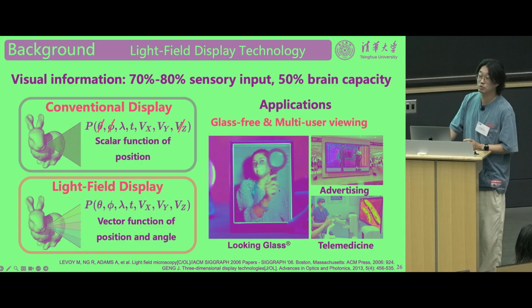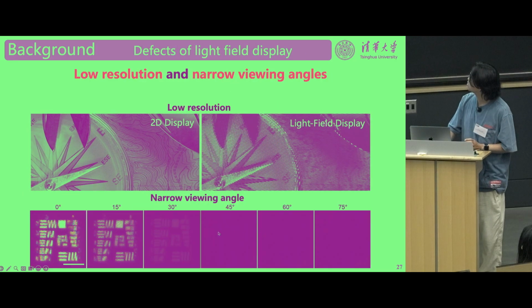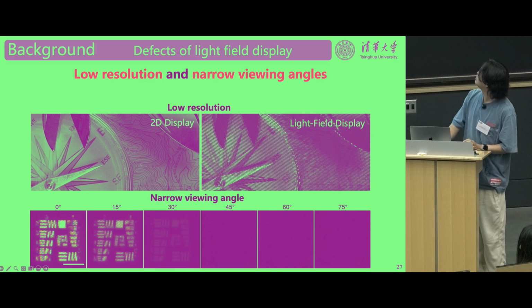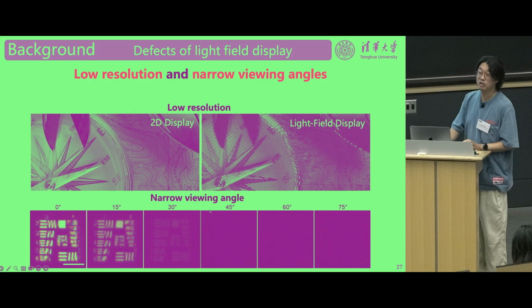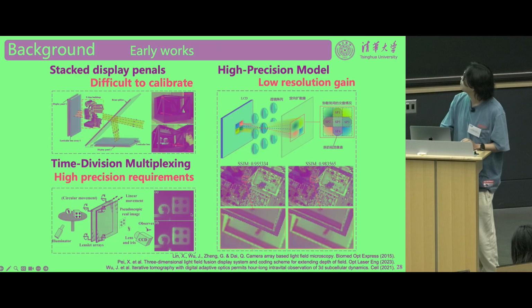Looking Glass is one of the best-known commercialized items for 3D display, used for advertising, telemedicine, and other visualization purposes. But compared to 2D displays, conventional light field displays lack resolution, and the viewing angle is very narrow. So we try to address these two issues.